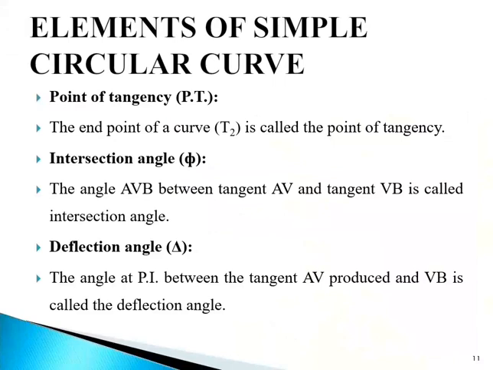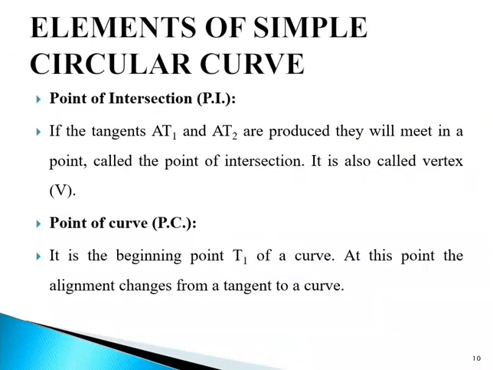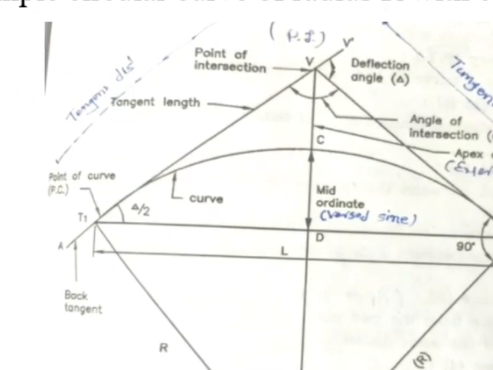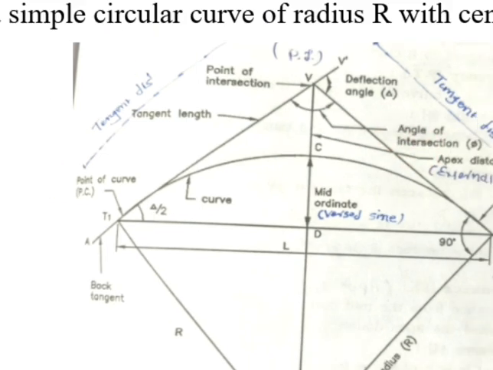Next is intersection angle, phi. The angle AVB between tangent AV and tangent VB is called the intersection angle. If we look at the image, we are talking about the triangle AVB. Here is the angle of intersection, denoted by phi.